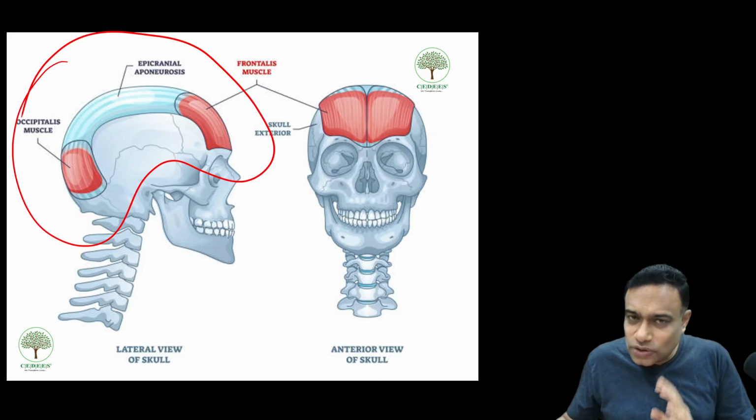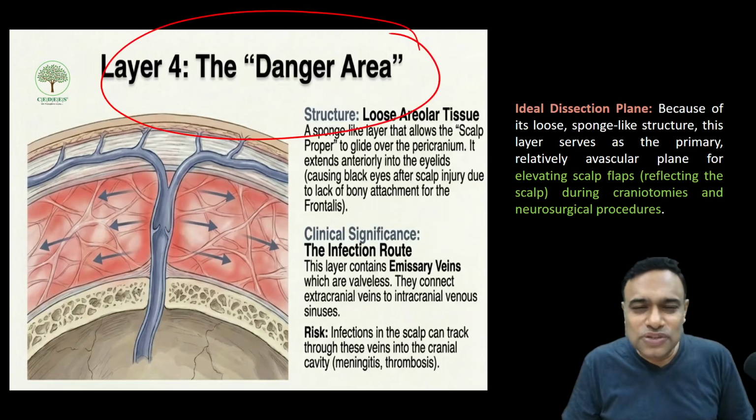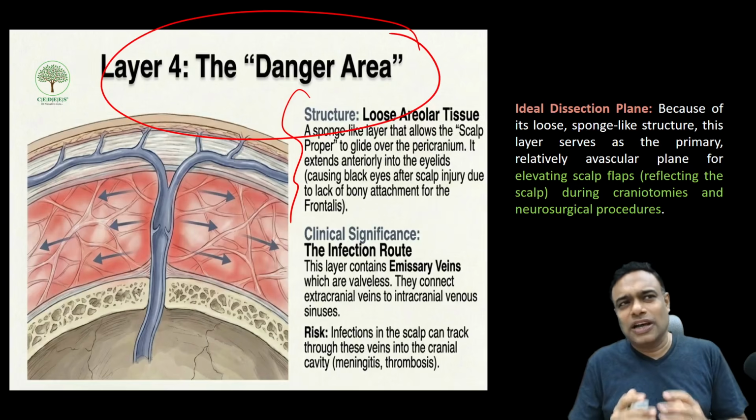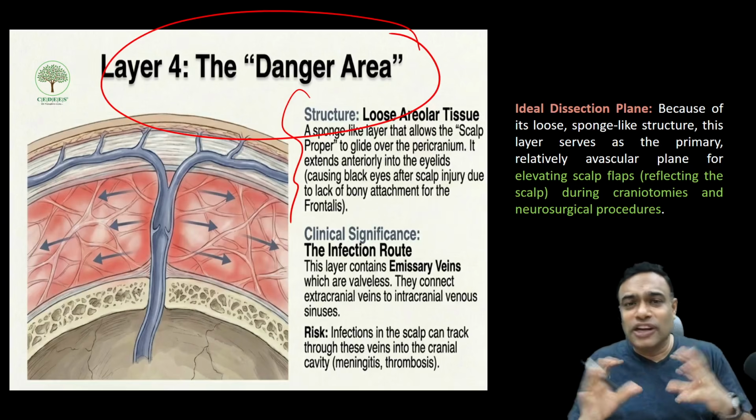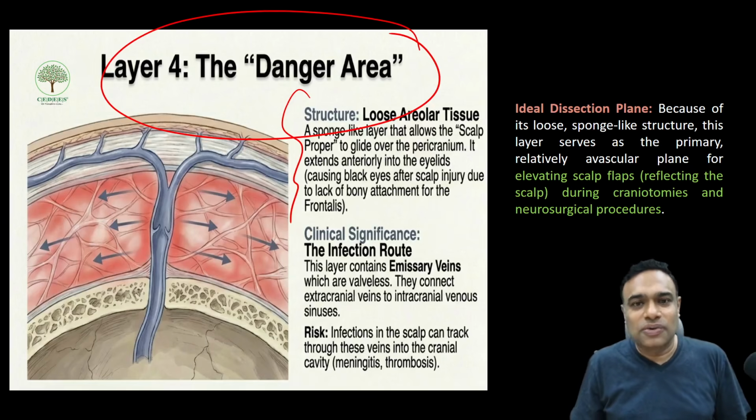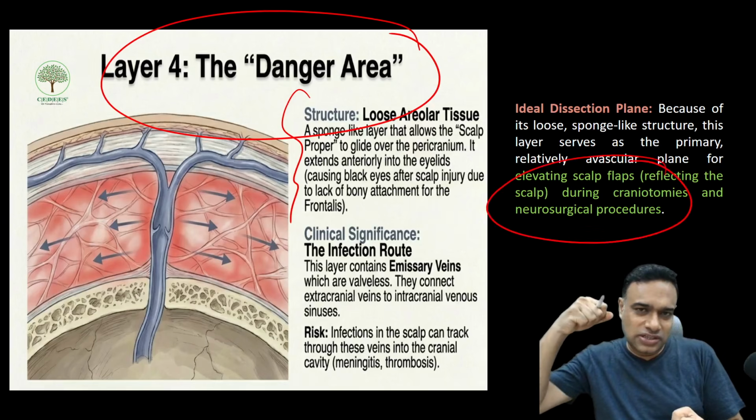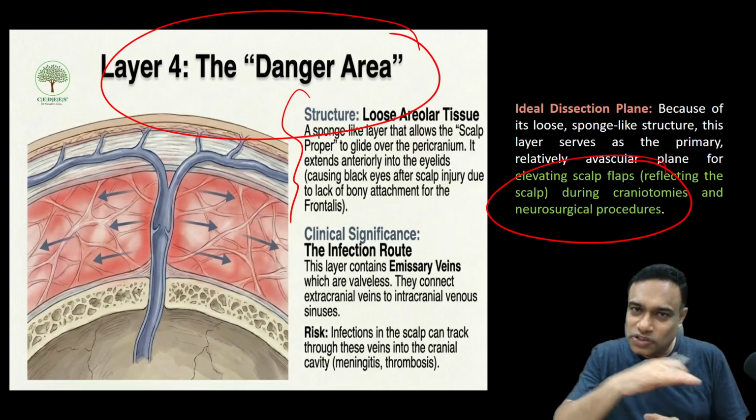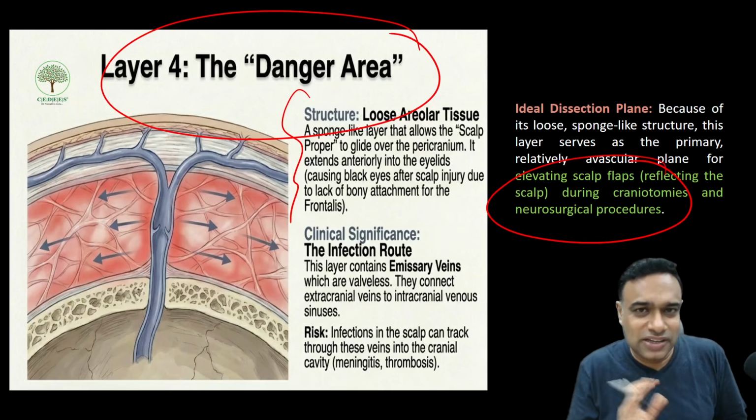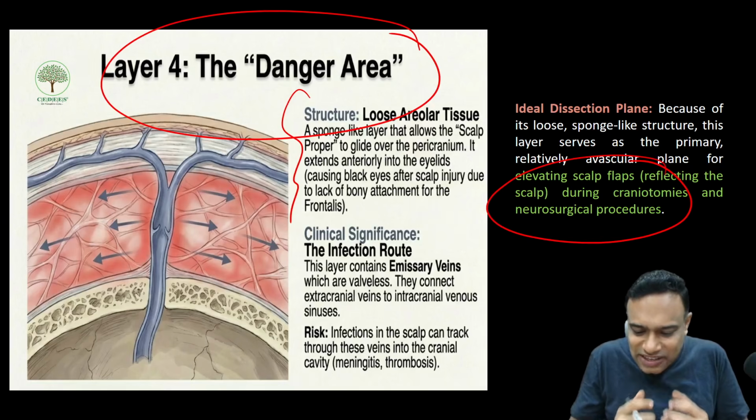Clear? Now we go into the fourth layer, which is called the danger area, or the loose areolar tissue. See what happens now. This area is very loose compared to your dense connective tissue. This is also the layer through which the scalp is cut and removed if you need to do craniotomies. It is called relatively avascular. I'm not saying that it is not vascular, but compared to your dense connective tissue, it is relatively avascular.